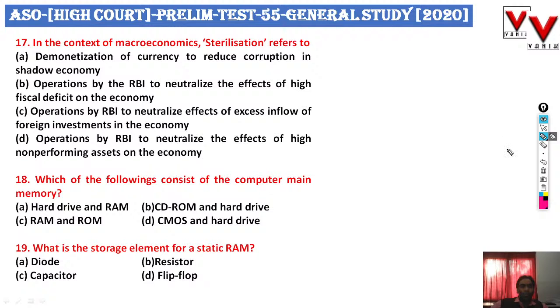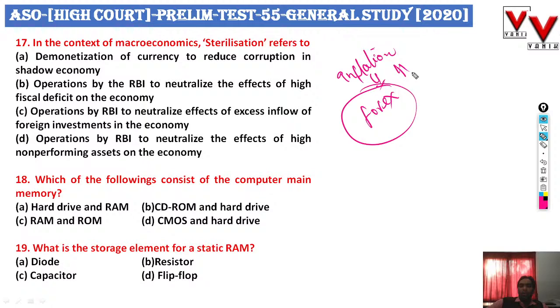In the context of microeconomics, inflation is going to take place because of the increase in forex. When the forex increases, because of that the inflation takes place. Inflation means an increase in money supply. Money supply is going to increase because of the increase in forex.